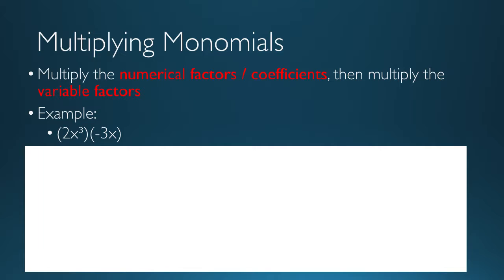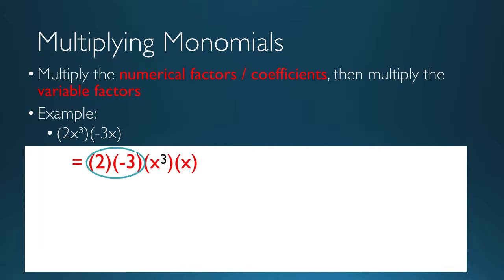So when we're asked to multiply two monomials, like in this example, 2x to the power of 3 times negative 3x, all we need to do is multiply our numerical factors or our coefficients, and then we multiply the variable factors or the variables. So in this particular example, our numerical coefficients are 2 and negative 3, and our variables are x to the power of 3 and x.